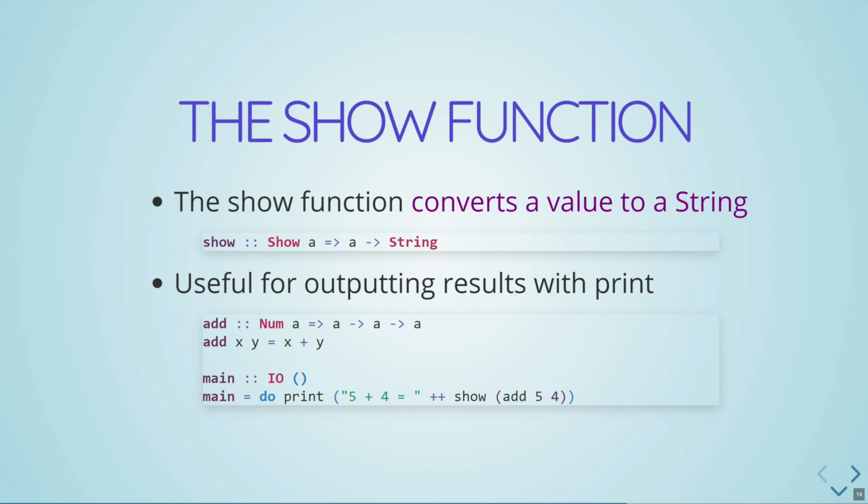So the idea here is, let's say we have a function add, all right, and we want to use this function and print out the resulting value. We would call show on it to first convert it into a string. And this is useful if you wanted to put it together with another string before printing it.